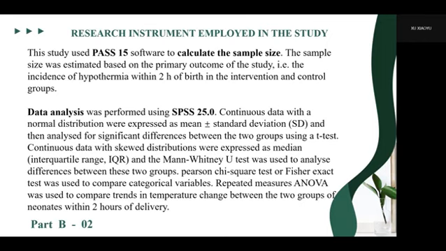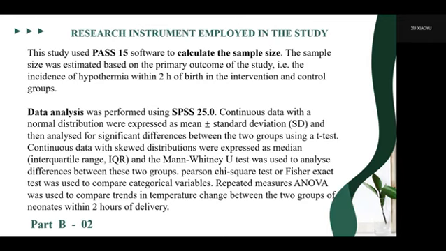This study used PASS software to calculate the sample size. The sample size was estimated based on the primary outcome of the study, i.e. the incidence of hypothermia within 2 hours of birth in the intervention and control groups.